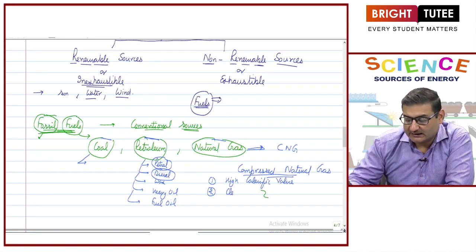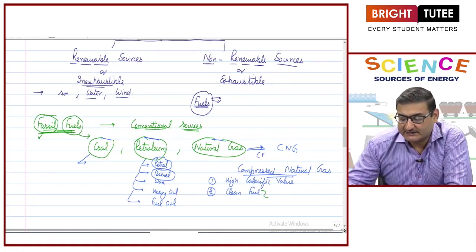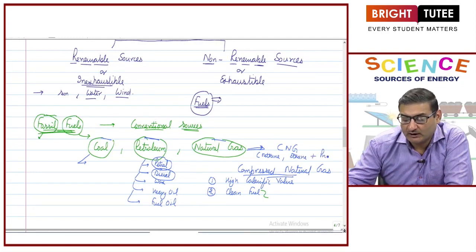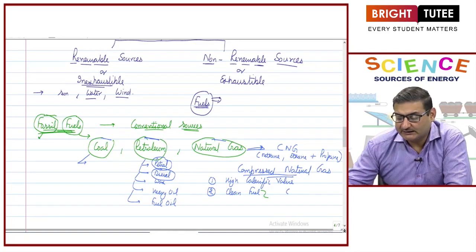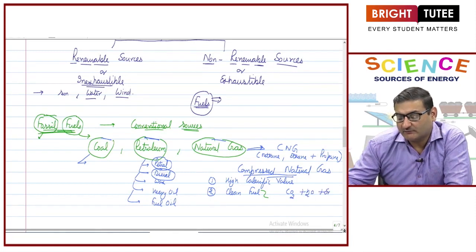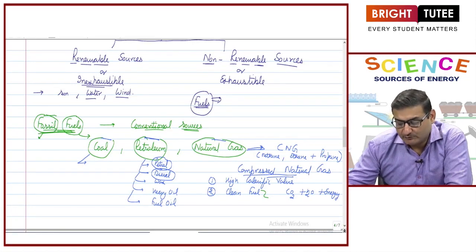It is a clean fuel. It does not produce harmful gases. Mainly this CNG contains methane, which is an excellent fuel, and along with that a bit of ethane plus propane. They are all good fuels. They are all clean fuels. Whenever they are combusted, whenever they are burned, they just produce carbon dioxide, water, and along with that they produce energy. So, they are clean fuels.